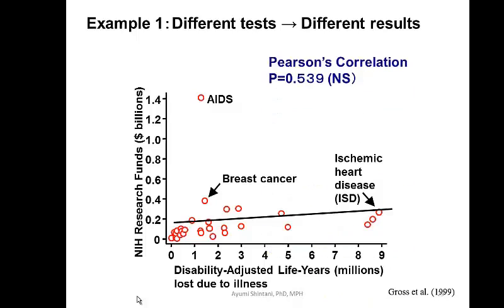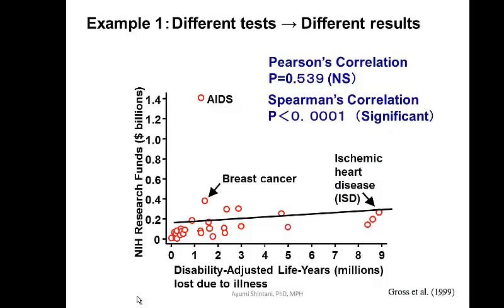So a typical analysis you might do is Pearson's correlation coefficient, with a p-value of 0.5, not statistically significant. But if you use Spearman's correlation coefficient, the p-value becomes less than 0.0001. So the choice of statistical test has a real impact on the p-value. In this case, we need to know which p-value to pick, not just the smaller p-value. The appropriateness of the statistical test depends on the form of the data.